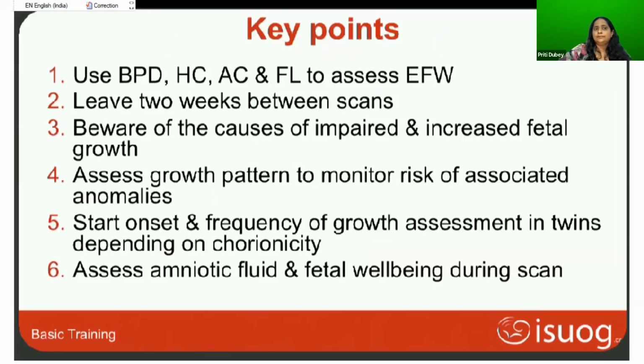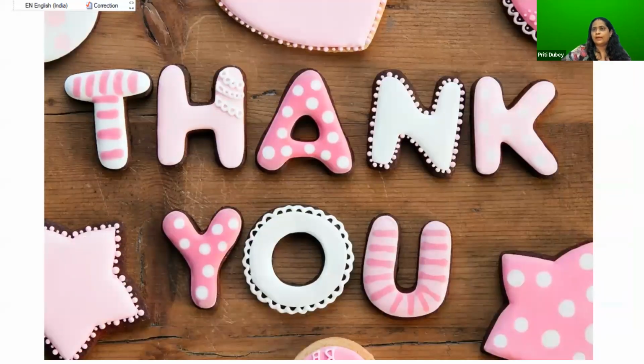To summarize, use BPD, HC, AC and FL to assess the estimated fetal weight. Leave 2 weeks between the scans. Beware of the causes of impaired and increased growth. Assess the growth pattern to monitor the risk of associated anomalies. The start, onset and frequency of growth assessment depend on chorionicity. Assess amniotic fluid and fetal well-being every time during the scan. Thank you and have a wonderful day.